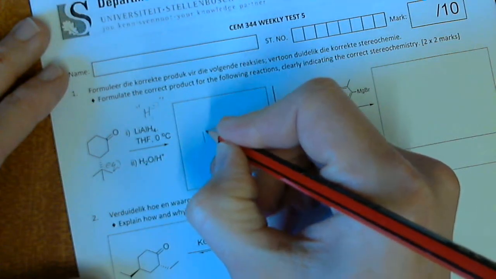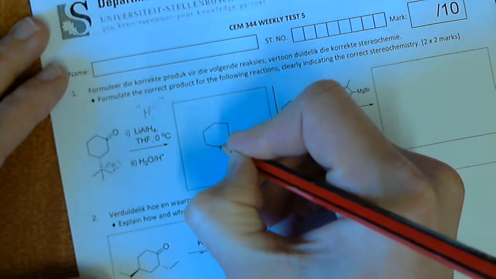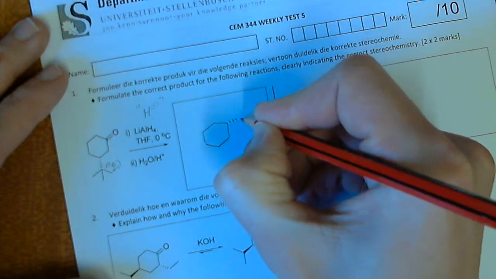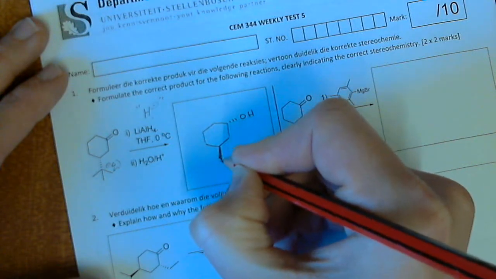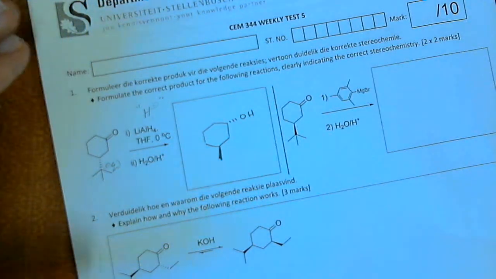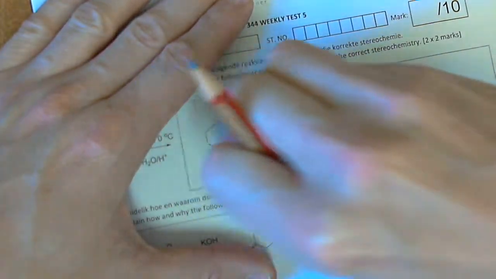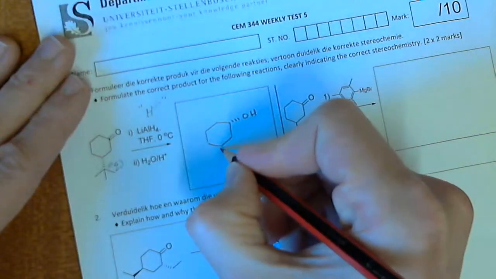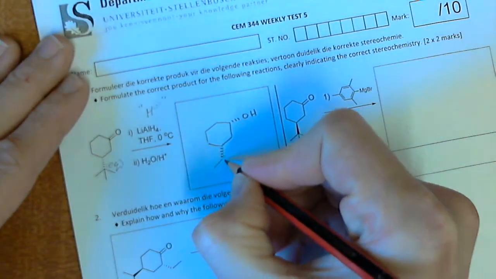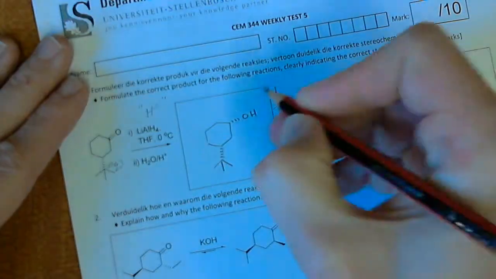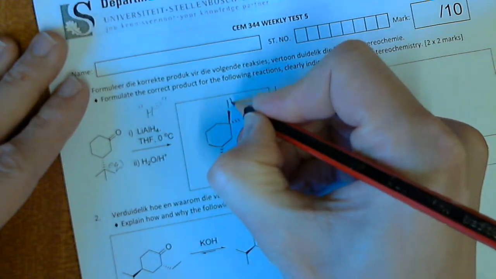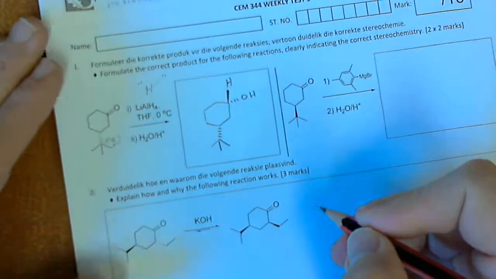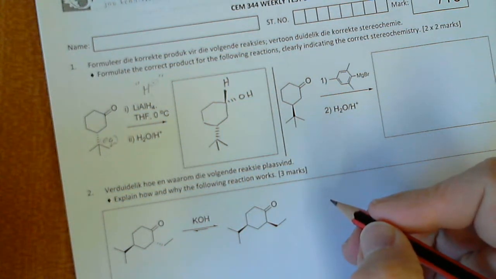So the product will have the OH group in an equatorial position, facing down like that, and the T-butyl group will be down as well. You can draw in the hydrogen if you want, but it's not necessary. So long as you show that the OH was going down, that's fine.